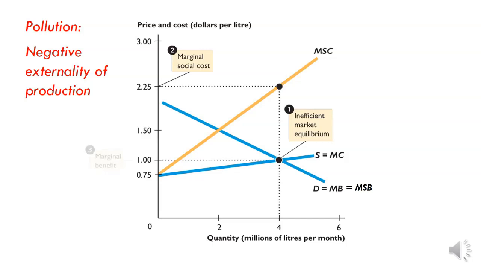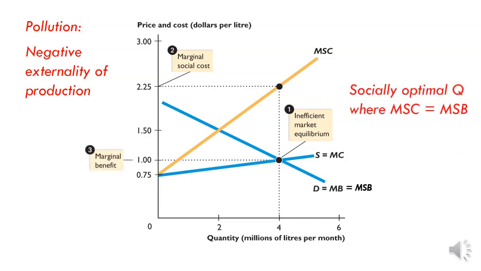Where they would be equal would be here. This would be the efficient quantity and price, the allocatively efficient quantity and price. That's the answer to that question.